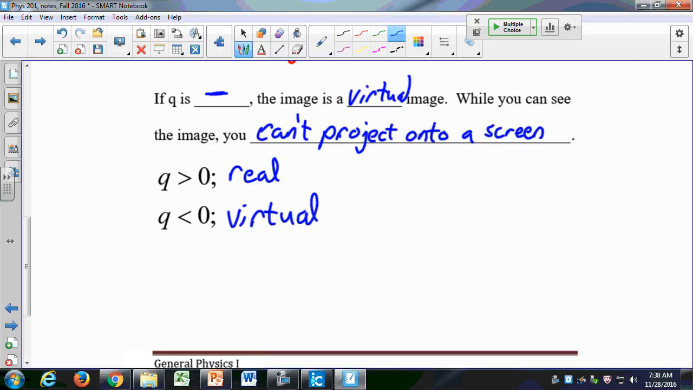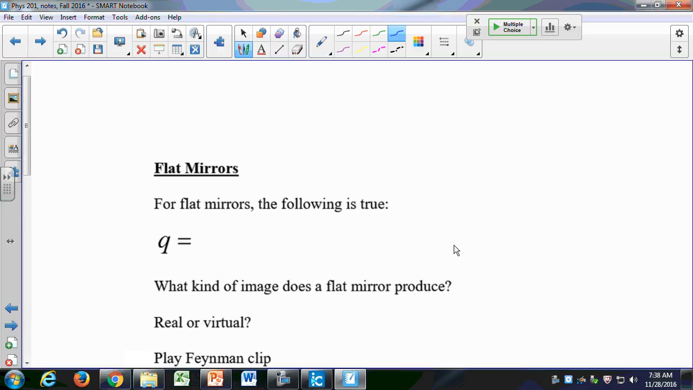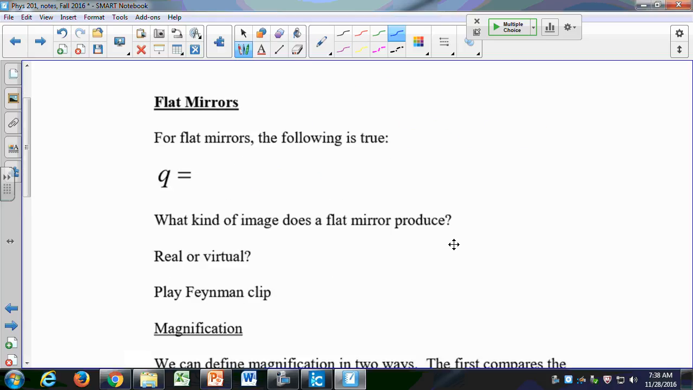We're going to look at several different optical devices. The first will be the flat mirror. It's the easiest, so we'll deal with it first. There's really only one rule with flat mirrors, and that is just that Q is equal to negative P. So if Q is equal to negative P for a flat mirror, that means my object distance will almost always be positive. We'll see one case later where it's not, but my object distance P is almost always positive.